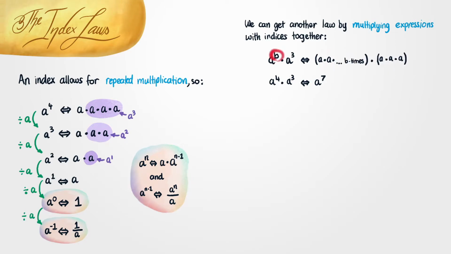And of course, if you're going to make this a b, then why is this 3 here? We might as well make that c. So instead of multiplying a by itself 3 times, this time we're going to multiply a by itself c times. Now, if you've multiplied a by itself b times over here, and then a further c times over here, then in total you've multiplied a by itself b plus c times. And then this gives us our index law. We can say that a to the power of b times a to the power of c is the exact same thing as a to the power of b plus c.